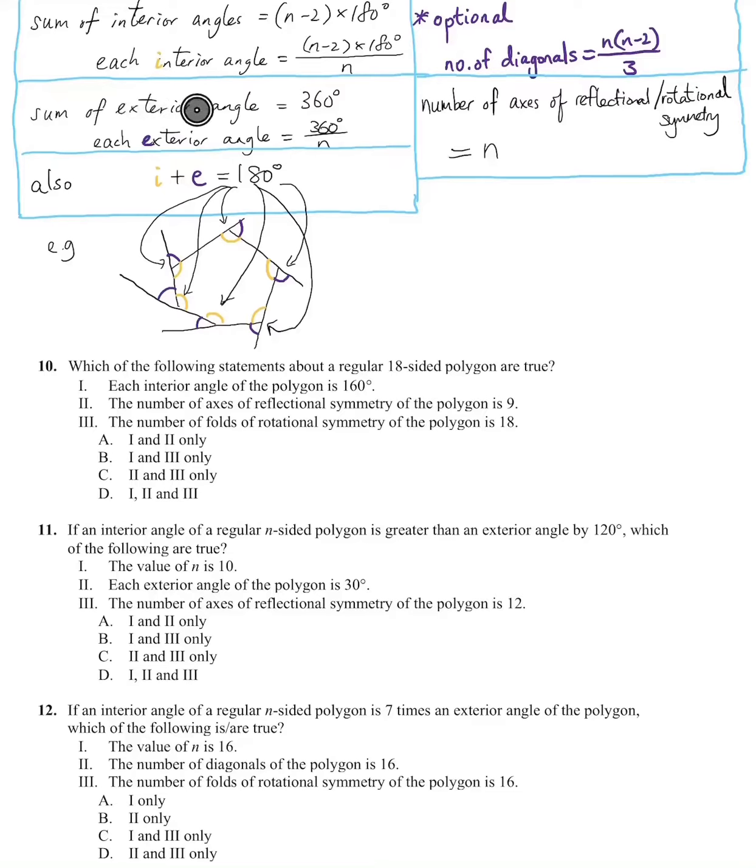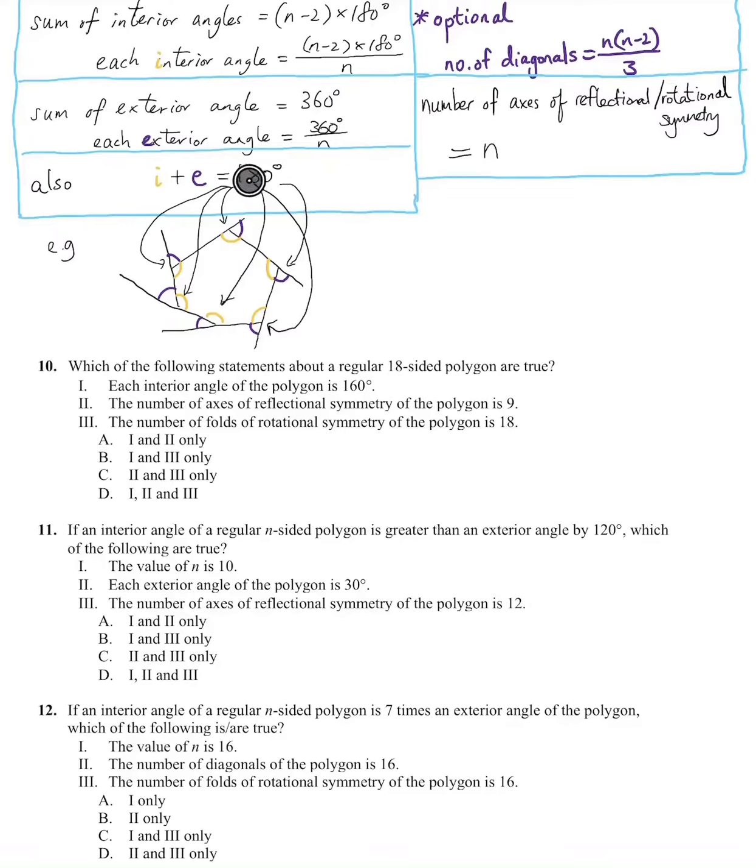And the sum of exterior angles is simpler. It's always just 360. No matter how many sides it has, if you add all the exterior angles together, it's always 360. So each exterior angle would be just 360 divided by n. And the other optional thing you can remember is the number of diagonals. It's always n multiplied by n minus 2 and then dividing the answer by 3.